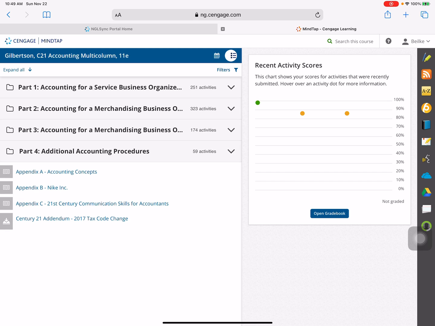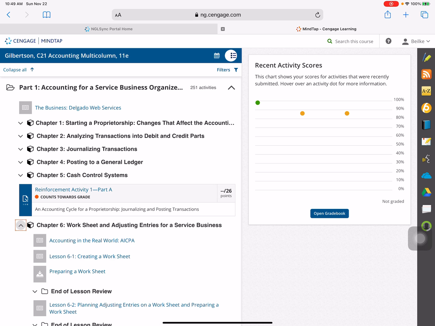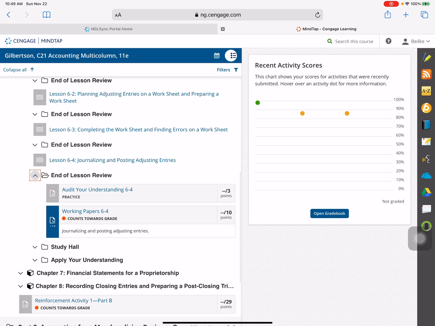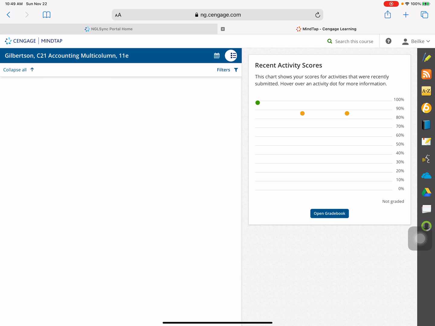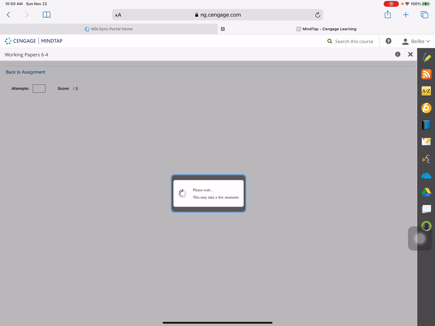All right, on to working papers 6-4. Again, let's go into chapter 6, go down to lesson 4 into lesson review, and go to our working papers and go to 6-4.